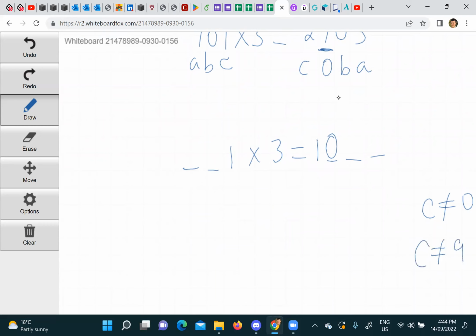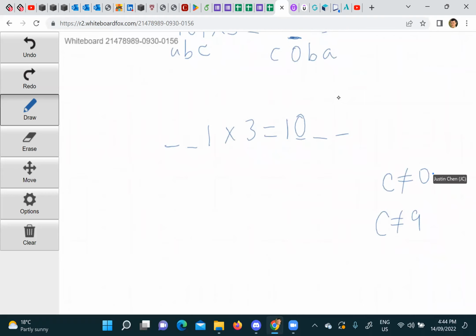C can't be 9 because it would be 9,000 and something. It's too high because the biggest is 999, and 999 times 3 doesn't equal it. Oh, okay, that's very good. So 999 is the biggest number you can have, right? And so if you times it by 3, that's not going to get to 9,000 even, right? So C is not 9, yeah? Yes. But can you say more than that? You can say more than that.